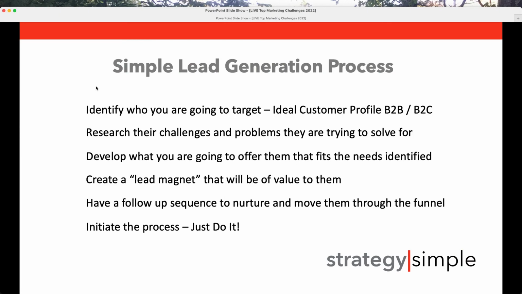Let's quickly run through the steps again real fast. Here you go. Identify who you're going to target. Who's your ideal customer profile? Research their challenges. Develop what you're going to offer. Create a lead magnet. Have a follow-up sequence to nurture them and move them through the funnel. And then just do it.